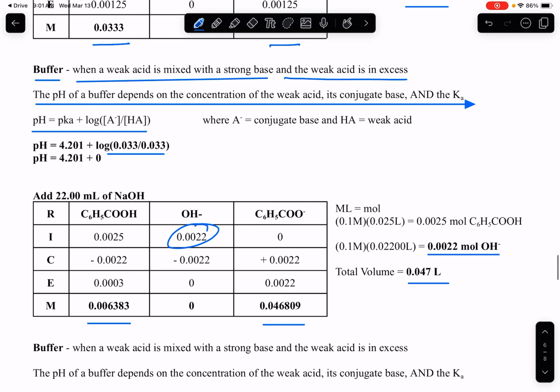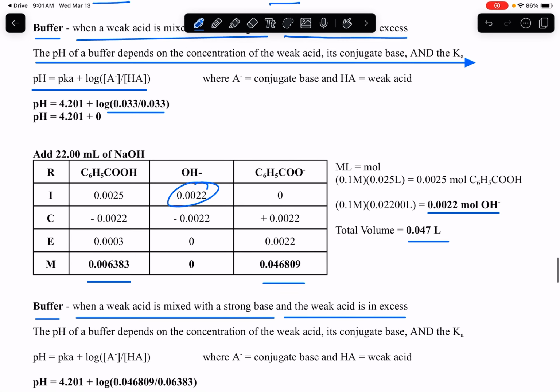Okay, I'm going to repeat it again because it's that important. This is what a buffer is. When a weak acid is mixed with a strong base, and the weak acid is in excess. That is still true from looking at the ICE table. Our strong base ran out first, and our weak acid is in excess. A buffer is when you have a weak acid and its conjugate base mixed in solution.